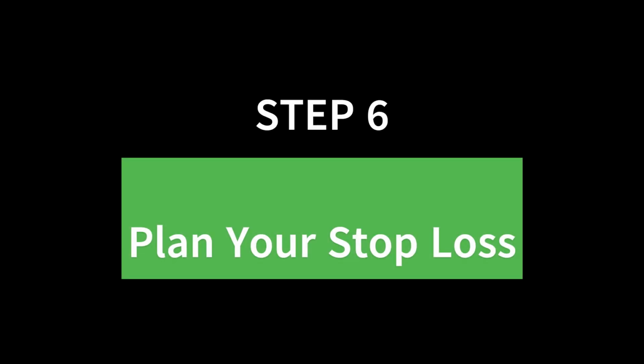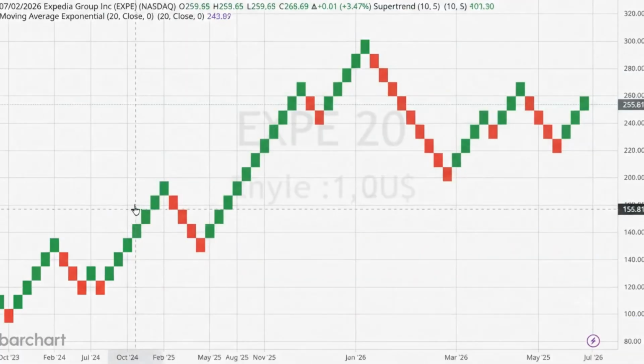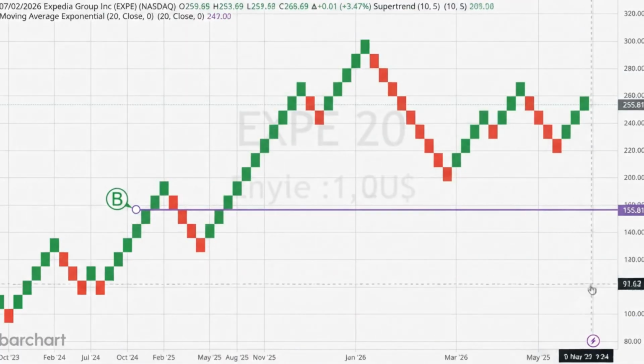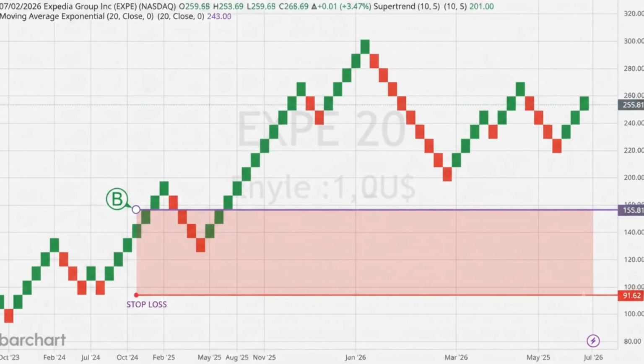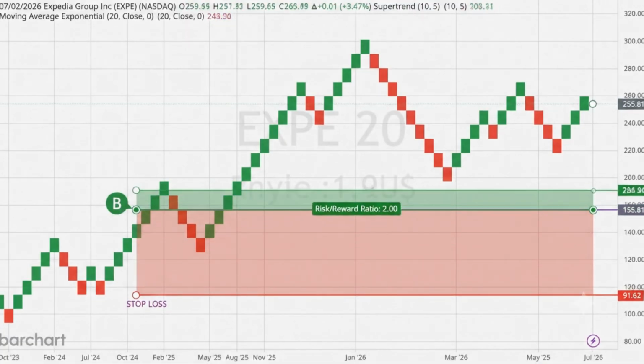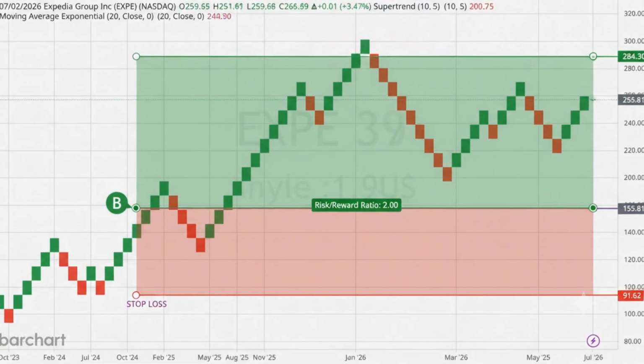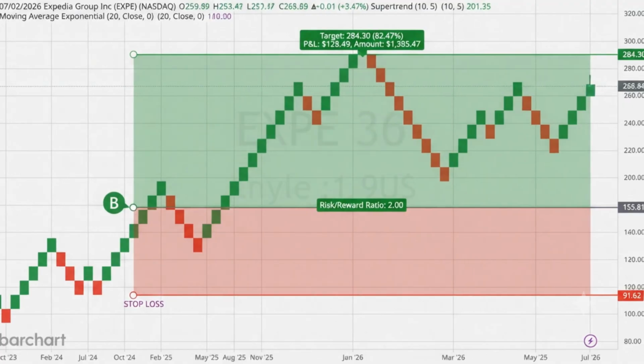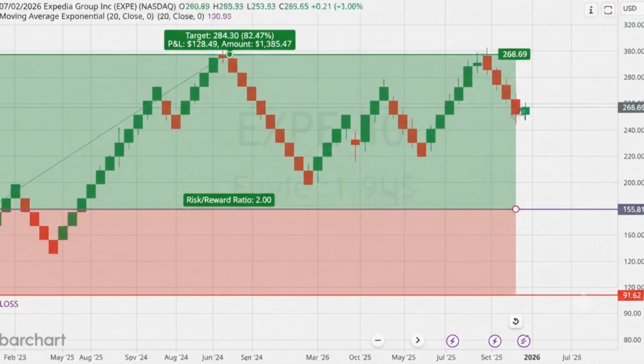Step 6. Plan your stop loss. Before I ever enter a trade, I already know where I'll exit if I'm wrong. That removes a lot of emotion. Instead of making decisions while the trade is moving against me, I've already decided what I'll do before entering.